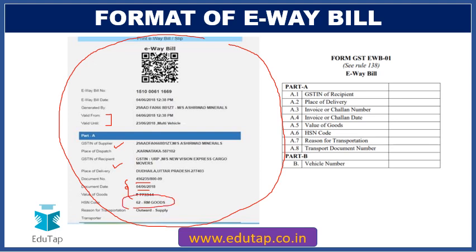And in the second part, we input the details of the vehicle or the transporter which is carrying those particular goods. So this is basically the information which is required to be filled in for generation of the e-way bill, and this is going to help the government keep track of the movement of goods in order to check whether the goods being moved are properly billed and proper GST has been paid thereupon.